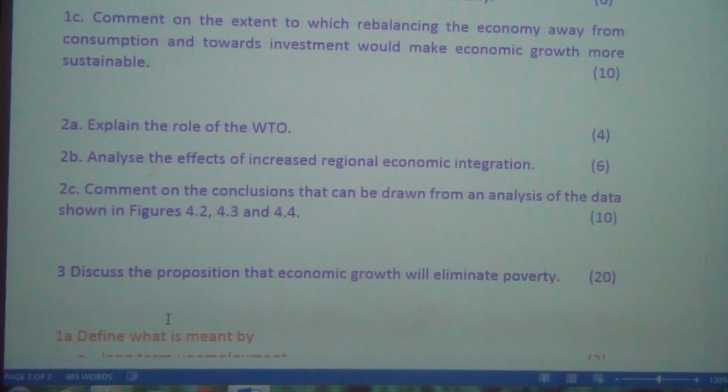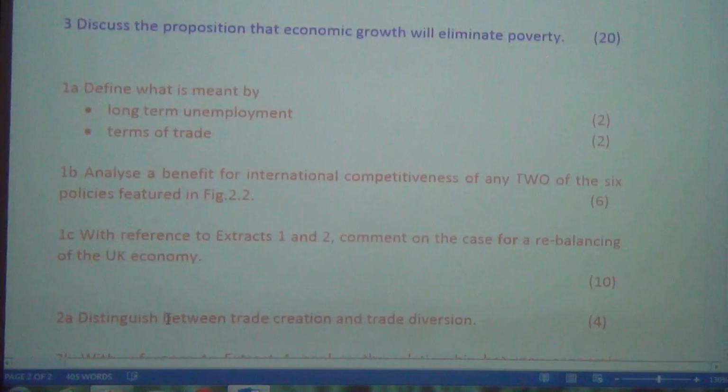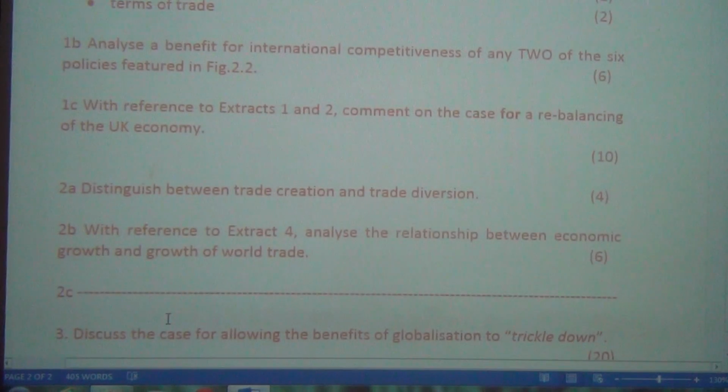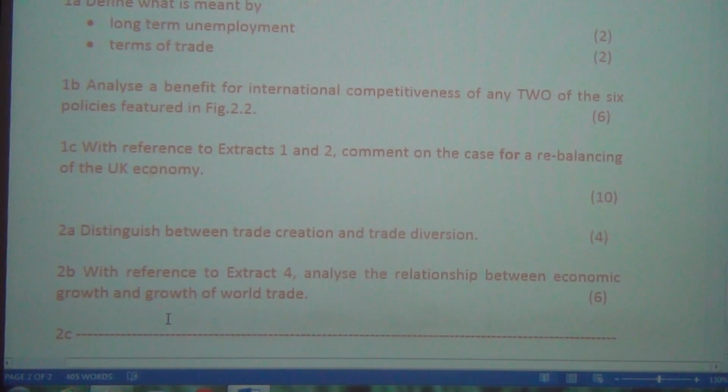And then a final example of a potential paper. I've missed out question 2C on this one purely because I think I've exhausted the potential alternative questions for that. So starting on 1A, define what's meant by long-term unemployment, for 2, and define what is meant by terms of trade, for 2. Quite often that 1A question, or the 2A question for that matter, can be split up into a 2+2 mark question.